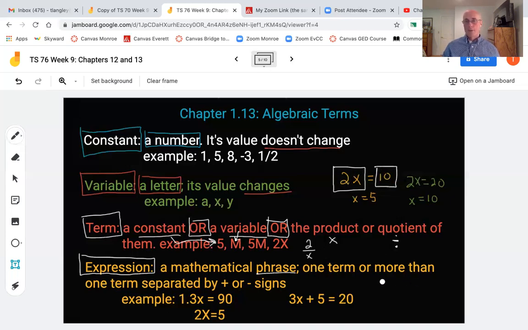And then it says or here, so I'll circle or here, just reminding you what that means. It means or more than one term separated by plus or minus signs. So in the case of 1.3x, that's a term. We already talked about that. It's a number, a constant times a variable. This is also a phrase, I'm sorry, an expression. It's half the equation. So 90 is an expression.